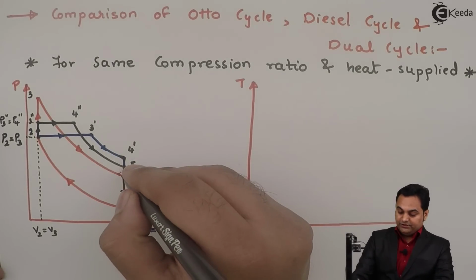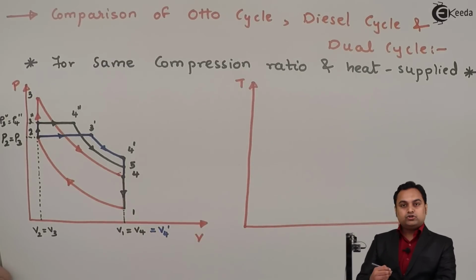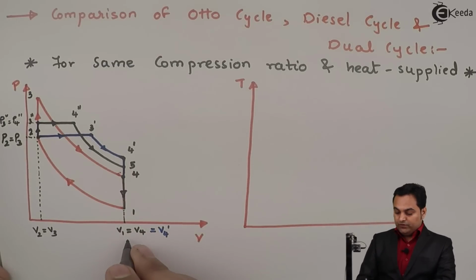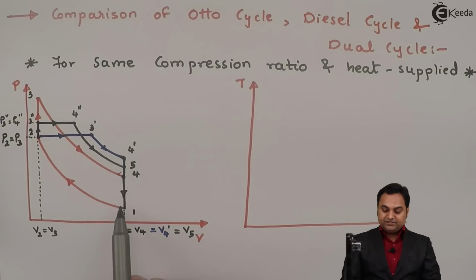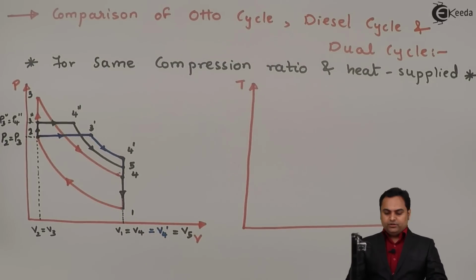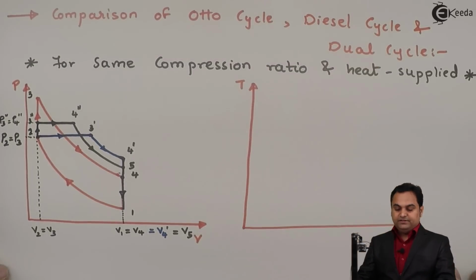Next, from point number 5 up to point number 1, it will be constant volume heat rejection. So V1 is equal to V4 is equal to V4 dash, and that is equal to V5. It means in all 3 cycles the heat is rejected at constant volume. Here on PV diagram I have shown all 3 cycles, that is Otto cycle, diesel cycle and dual cycle.